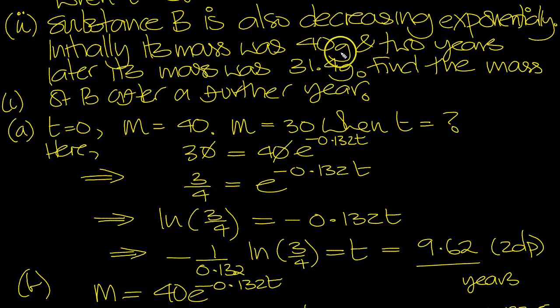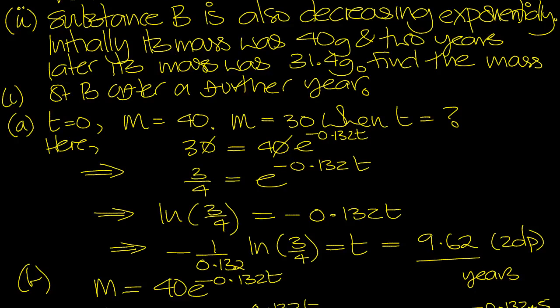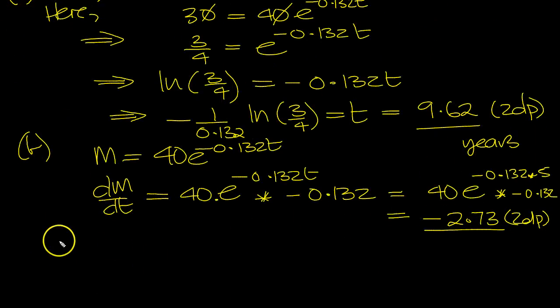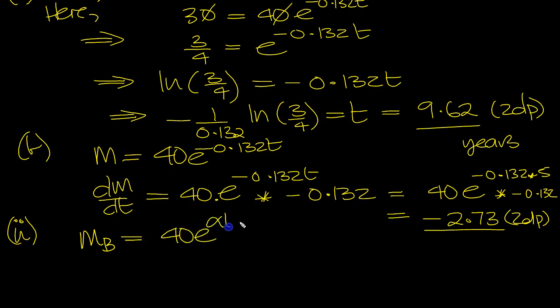Substance B is also decreasing exponentially. Initially its mass was 40 grams and 2 years later its mass is 31.4 grams. Find the mass of B after a further year. Okay, so this is part 2. So mass of B, let's just denote it as mass of B. That's equal to 40 e to the alpha t.